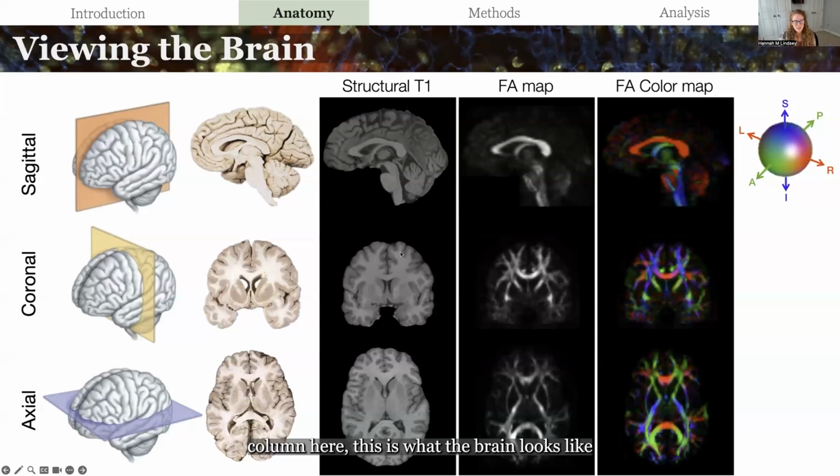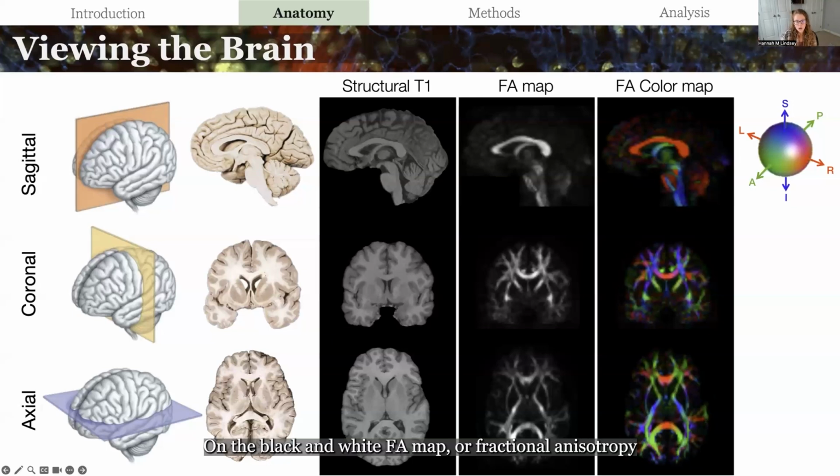Okay, so in this first column here, this is what the brain looks like when imaged using structural T1 weighted MRI. In comparison, in these columns, we see what a diffusion weighted image looks like also in these same 3 planes and on the same slice as the structural T1.